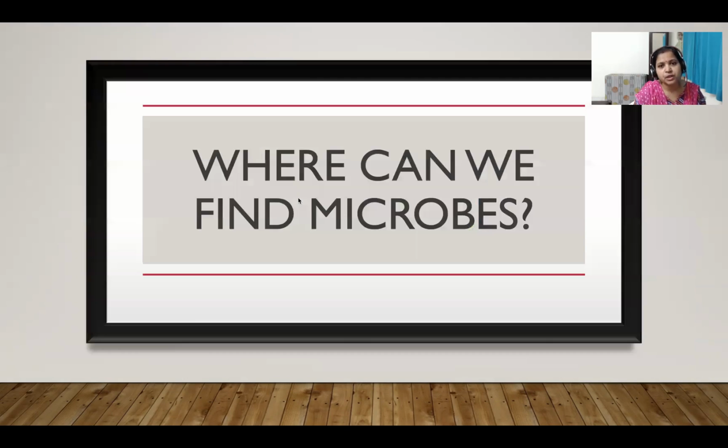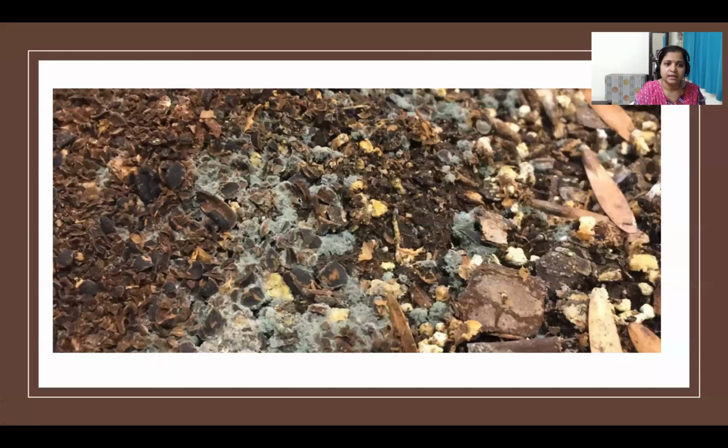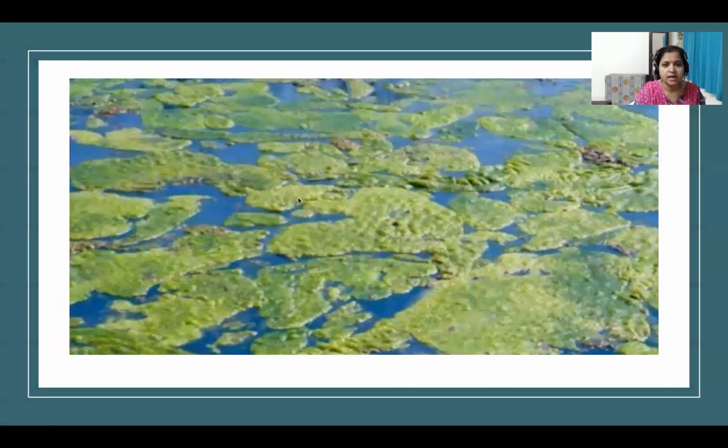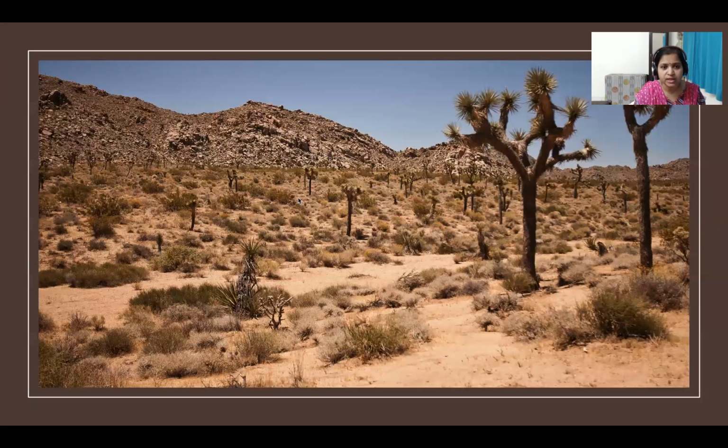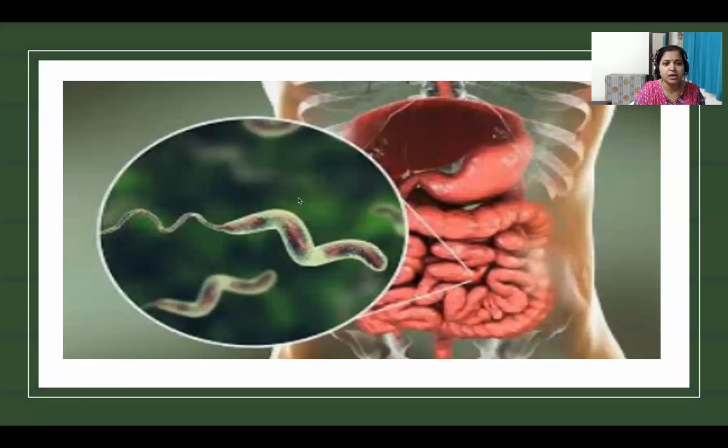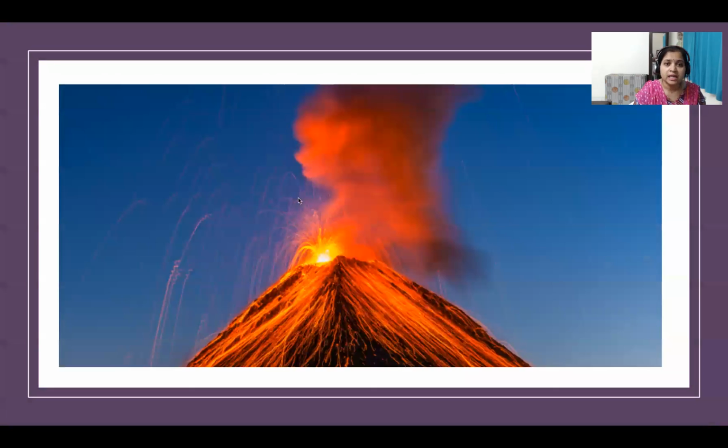So microbes can be found in soil, they may be found in water, in polar regions, in deserts, in hot water springs, inside humans or animals, on any other animal body, or they can stay inside volcanoes also. So from this you can notice that they can cope with any extreme climatic condition, any extreme temperature or cold condition, they can stay.